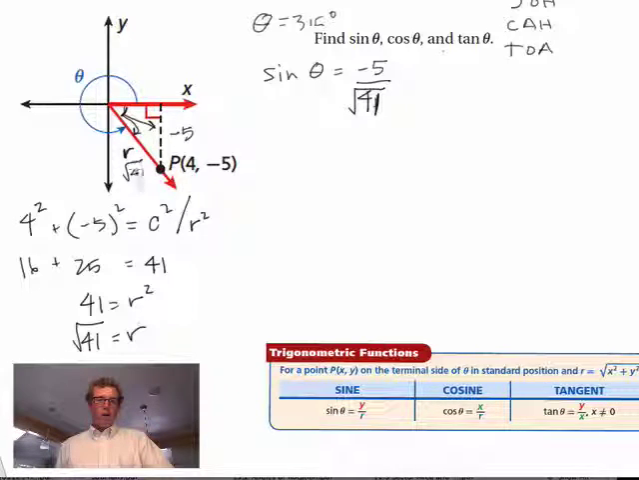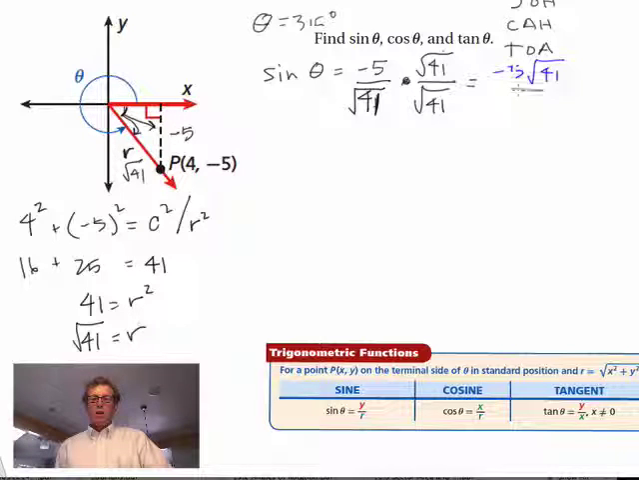Right, root 41 right here too. But the problem is that I've got a radical in the denominator, so I'm going to do root 41 over root 41. This is called rationalizing the denominator. And then my final solution, let's give it a new color, bright blue. It's going to be -5 square root of 41 all over 41.